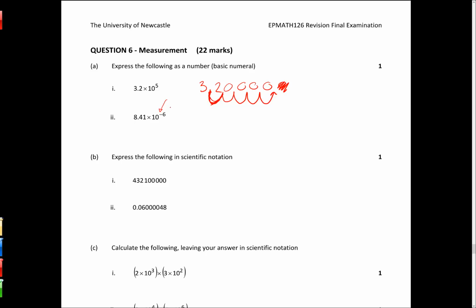So it's 6 moves smaller, which is that way. So it's an 8.41. I'm going to stick some zeros here. 6 moves smaller. 1, 2, 3, 4, 5, 6 moves smaller. There we go. I should write meter.